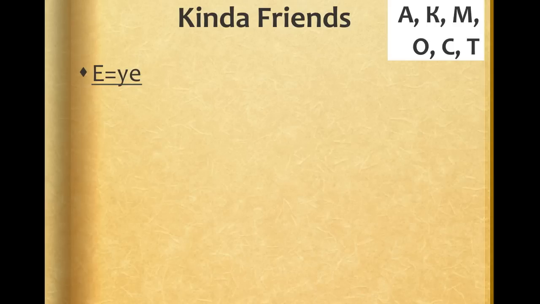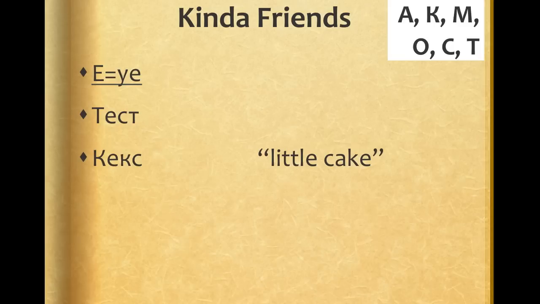Okay, so I'm calling this one a kind of friend. Maybe we could even call it an acquaintance. In Russian, the E is always a Y sound. For example, this is something you might take at the end of a semester. Test. And this one. Keks.